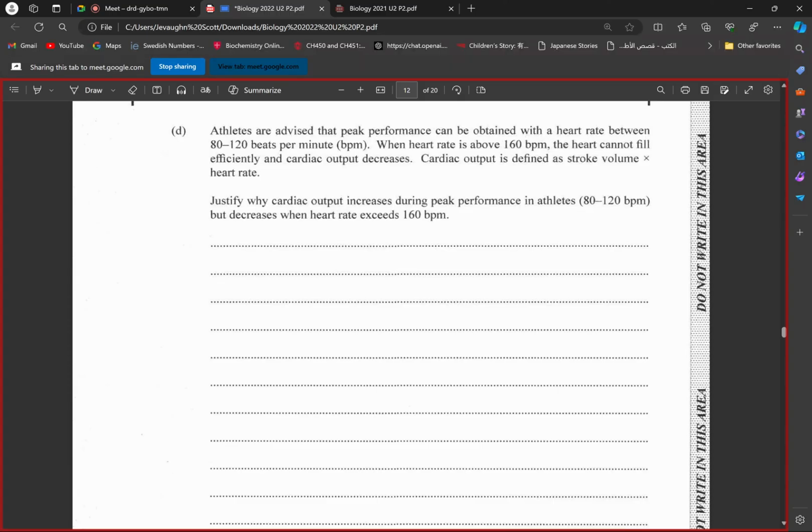Have we reached this part of the question yet? The thing is though, let's break it up. Justify why the cardiac output increases during peak performance. Explain that part. Why does it increase during peak performance? We're talking about the increase from 80 to 120 thereabout, going up to 160. Somebody explain that part first. Break it into two: 4 marks for that, and 4 marks for the next part. Go ahead.